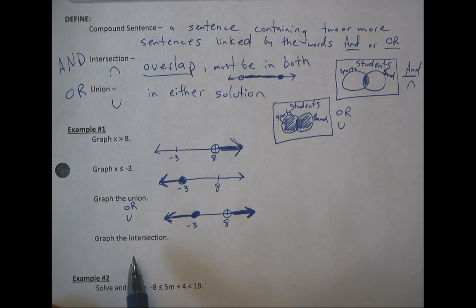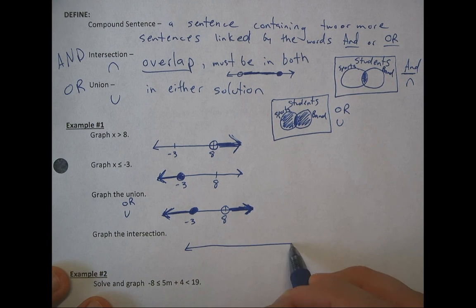Now it says graph the intersection. Intersection means both need to be true.